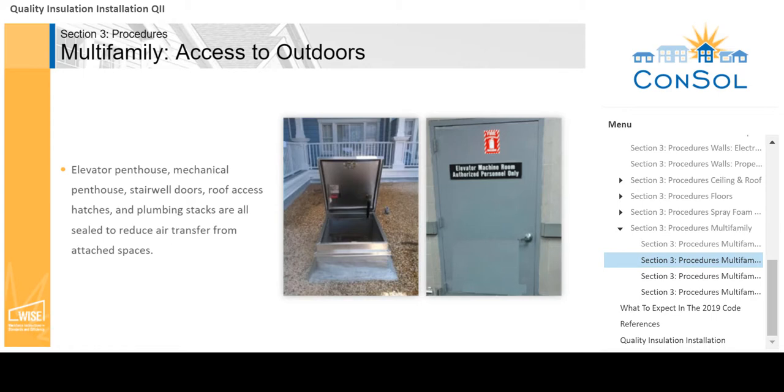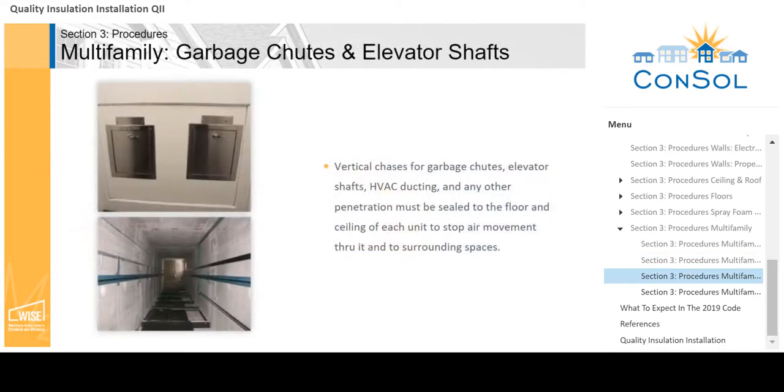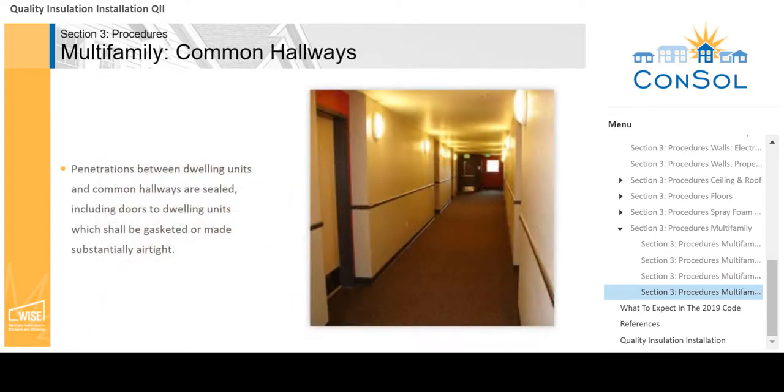Elevator penthouse, mechanical penthouse, stairwell doors, roof access hatches, and plumbing stacks are all sealed to reduce air transfer from attached spaces. Vertical chases for garbage chutes, elevator shafts, HVAC ducting, and other penetrations must be sealed to the floor and ceiling of each unit to stop air movement through it and to surrounding spaces. Penetrations between dwelling units and common hallways are sealed, including doors to dwelling units, which shall be gasketed or made substantially airtight.